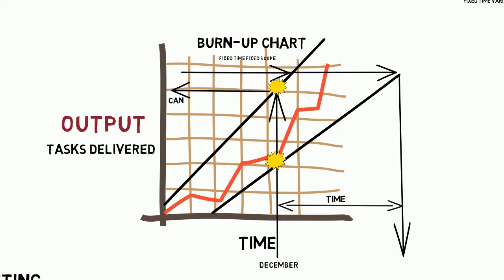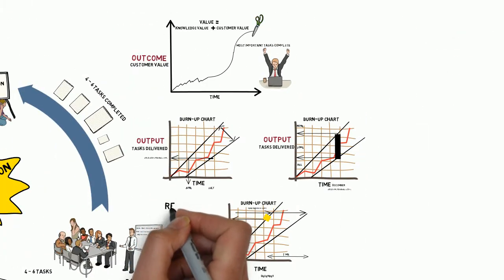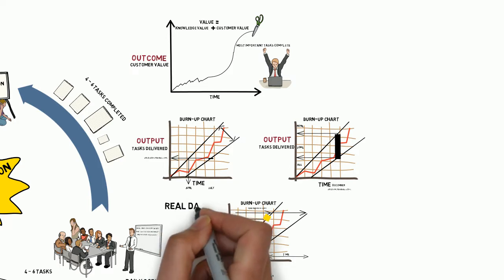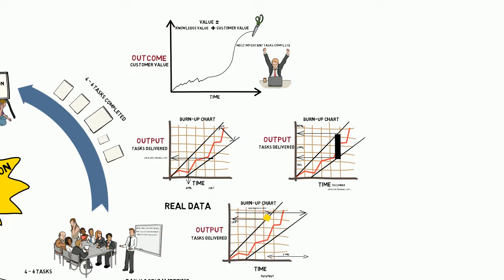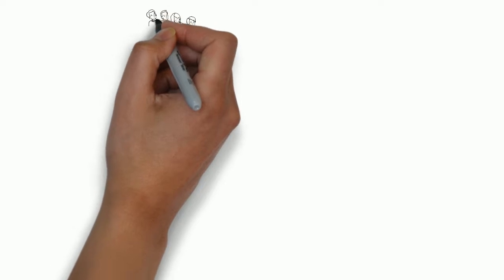The important thing here is that we are using real data to update the forecast and that we are being honest about uncertainty. This is a very honest way of visualising status and communicating with stakeholders, and they usually appreciate it a lot.